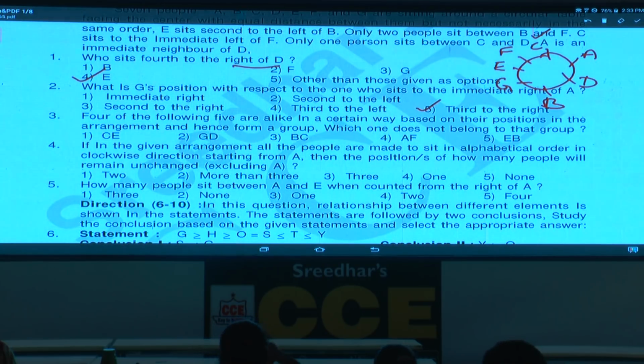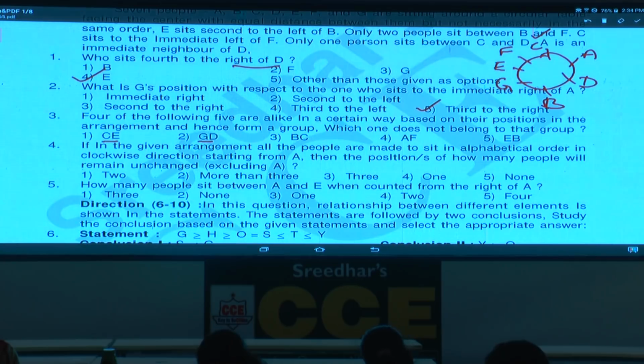Then question number 3. Which of the following is an odd man out? Now C and D: between C and D there is exactly one person. Between G and D, how many persons are there? Again there is one person between G and D. And B and C, how many persons here? Between B and C there are at least 2 or 3 persons, isn't it?